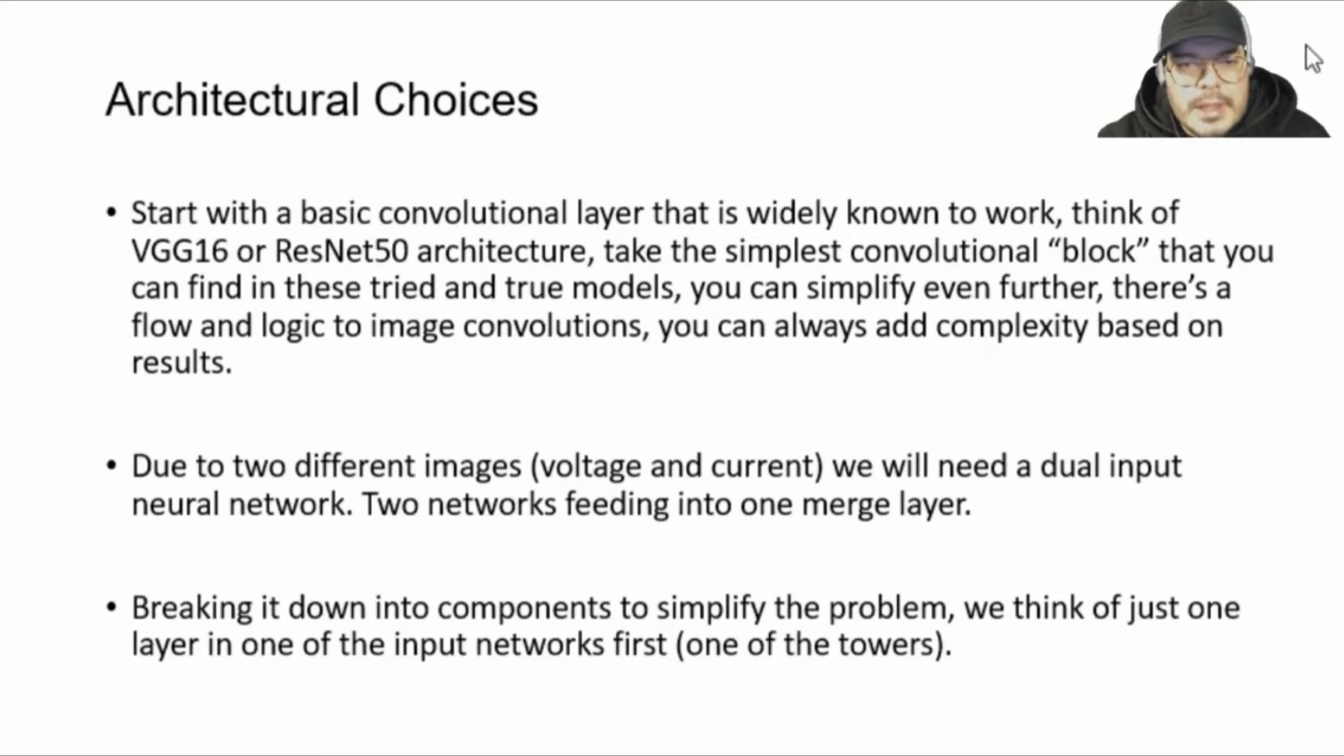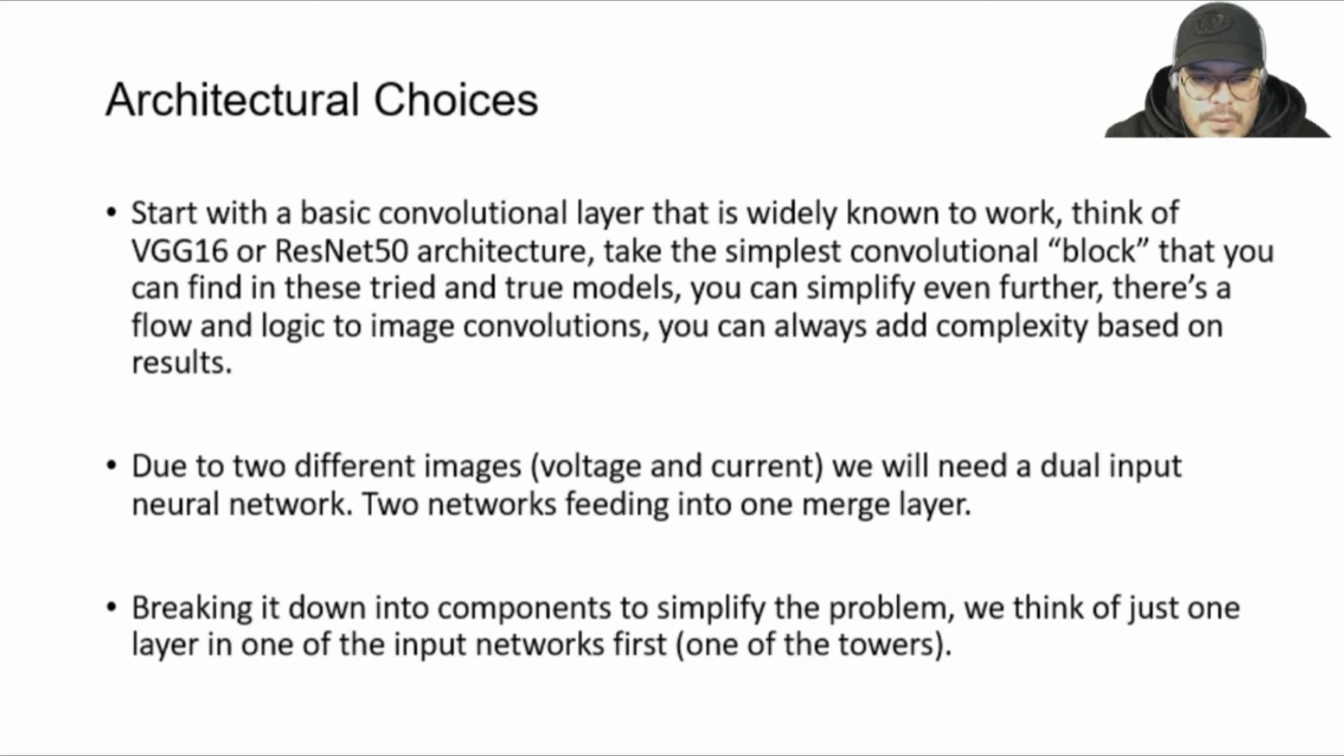So let's go through the architectural choices. You want to start with a basic convolutional layer, one that is widely known to work. Think of VGG16 or ResNet50, known architectures known to work really well with images. Take the simplest convolutional block that you can find, and then you can simplify that even further, because there's a flow and logic to image convolutions, and you can always add complexity based on the results that you're getting.